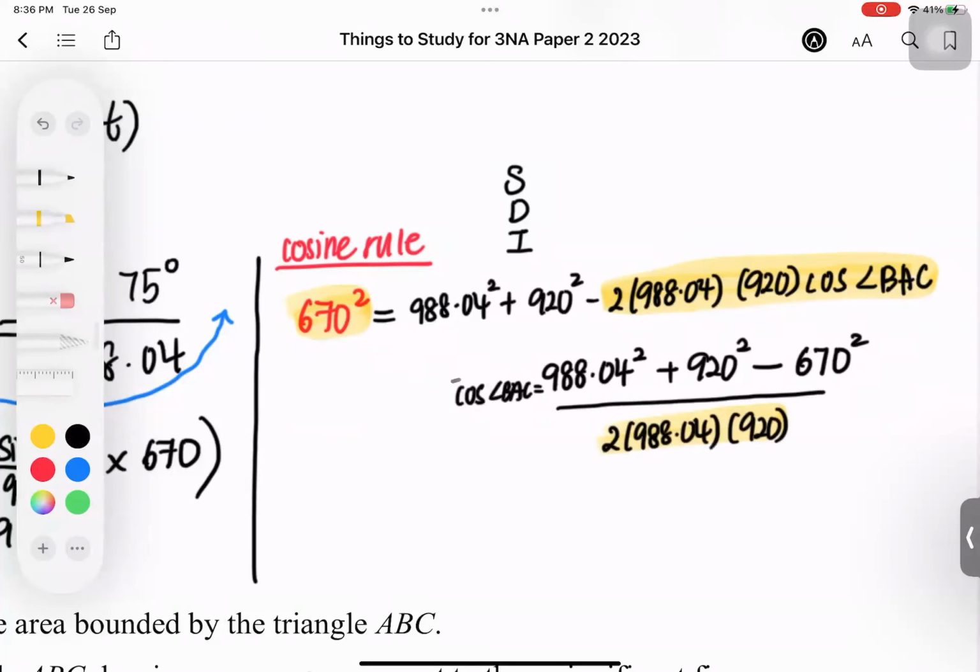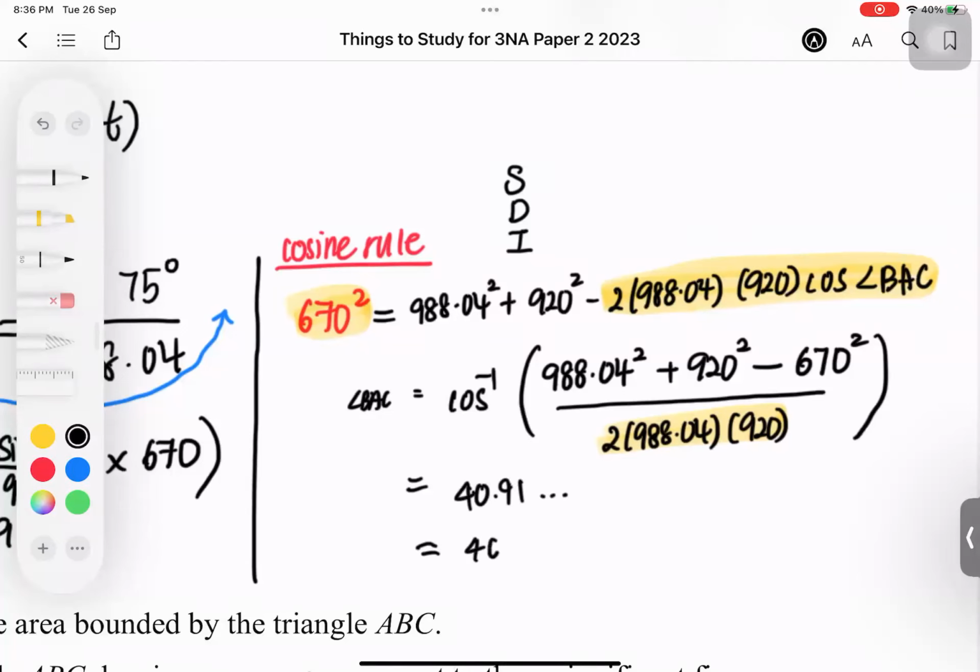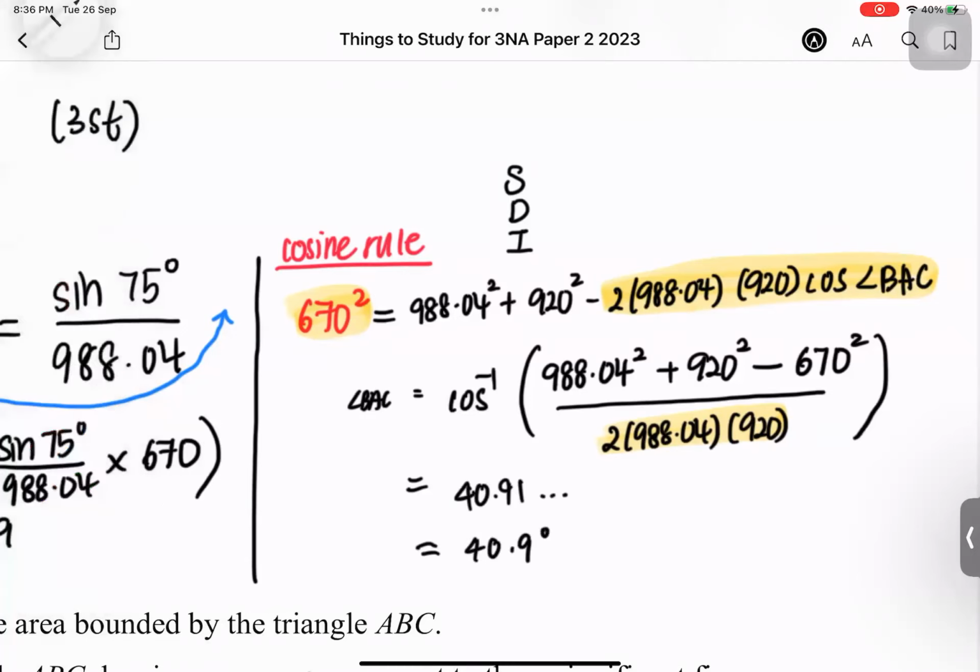Divide. Then I don't want the cosine, so I do cosine inverse and get my answer. Then you press the calculator. It should still be the answer 40.1, 91 something. Okay, should still be the answer. Is this okay? Yes. So there are two different methods.